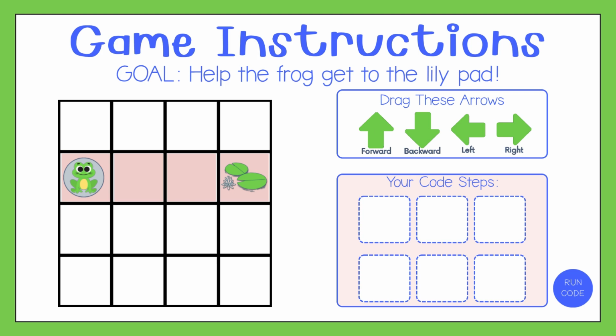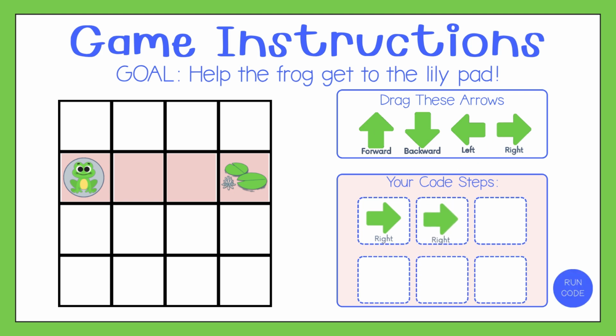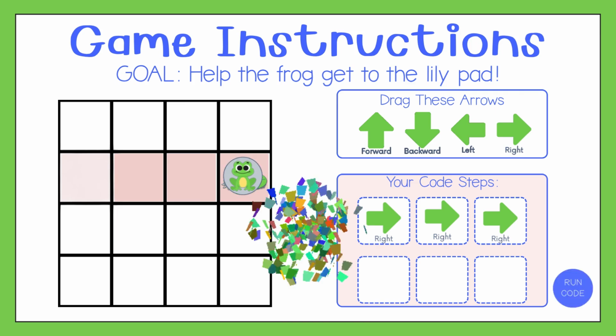So let's get started on the instructions for our game. Your job is to help the frog get to the lily pad by giving it the right steps. Use the arrows to tell the frog where to go. Drag them into the boxes in the right order. After you build your code, press the Run Code button. Watch the frog follow your steps.